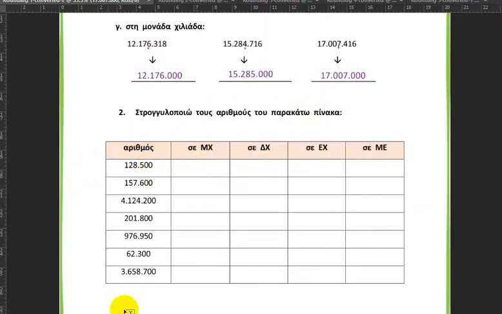Alright, next, we need to round each of these numbers to the thousands, tens of thousands, hundreds of thousands, millions. So let's go. The first number is 128,500. Alright, here we're rounding to the thousands. Next to the thousands is a 5, so this becomes 0, and 8 becomes 9.